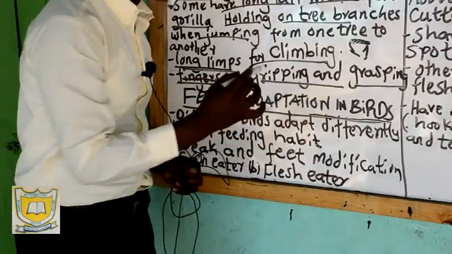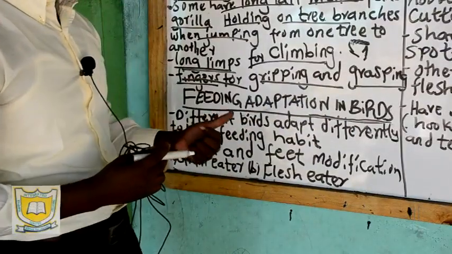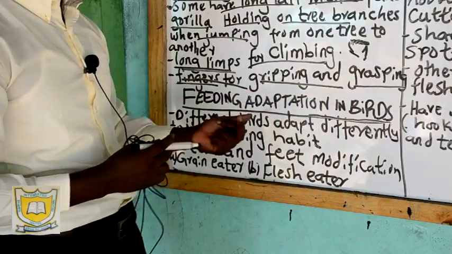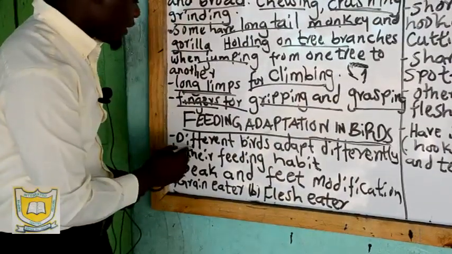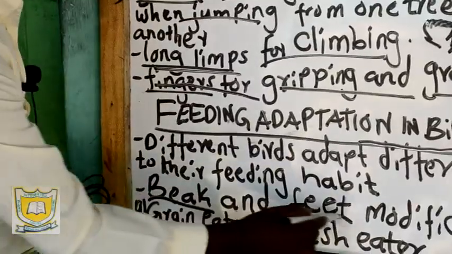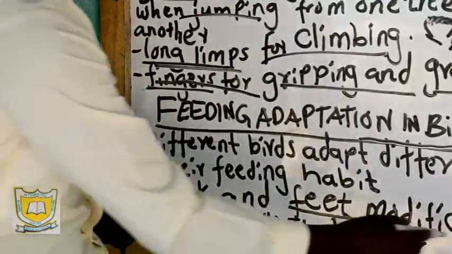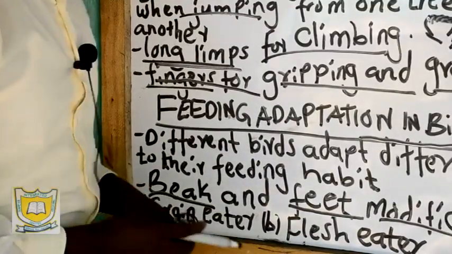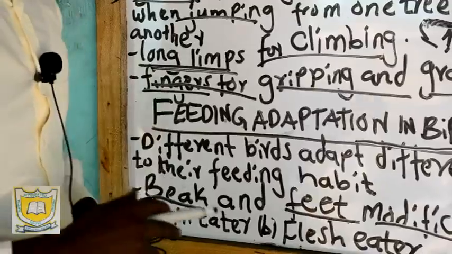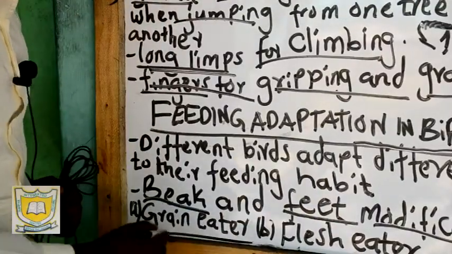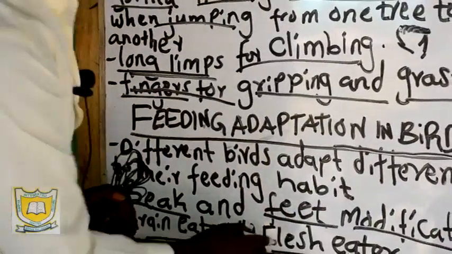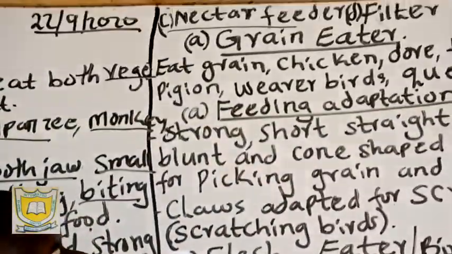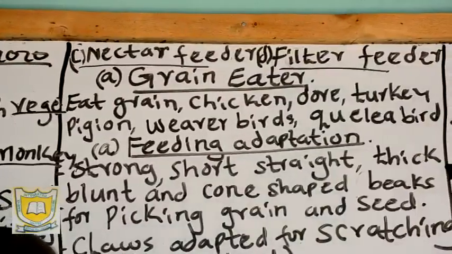When you want to look at the feeding adaptation in birds, we look at the feeds of the bird, and also we look at the beaks and feed modification. These animals are divided into 4 main groups. We discuss them as either a grain eater, a flesh eater, thirdly a nectar feeder, and lastly a filter feeder.